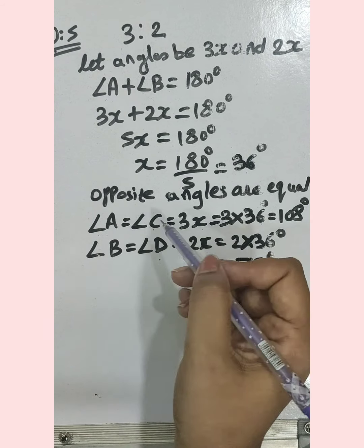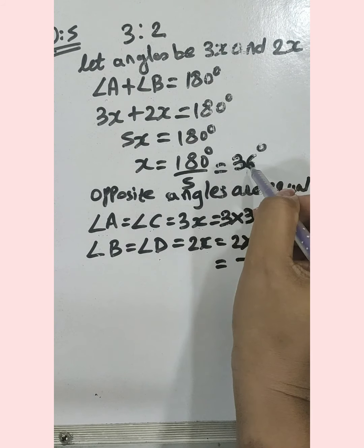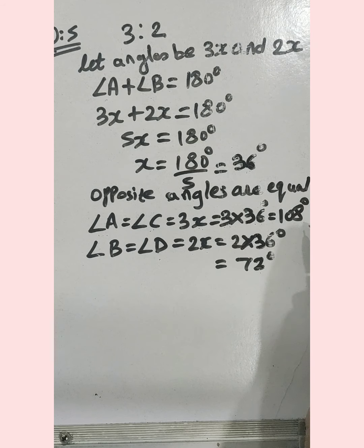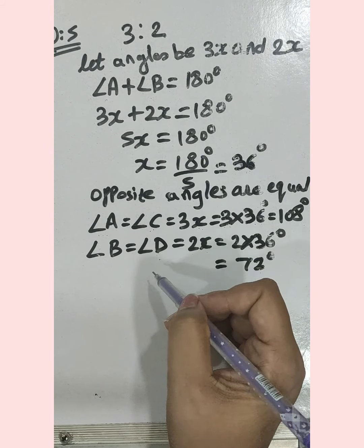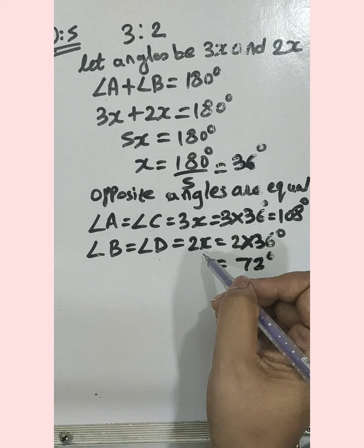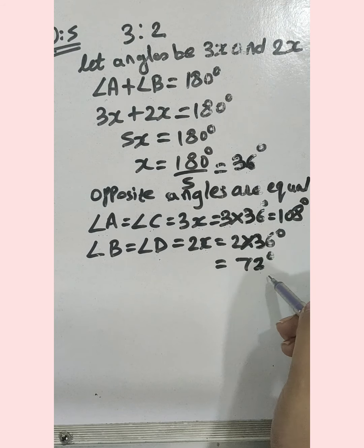So my angle A will be equal to angle C. If I take it as 3x, my value of x is 36, then it is going to be 3 into 36, that will give me 108. Similarly, my angle B and angle D both are again opposite angles, so I can take them as equal, which is equal to 2x. If I put the value of x, I will get 72 degrees.